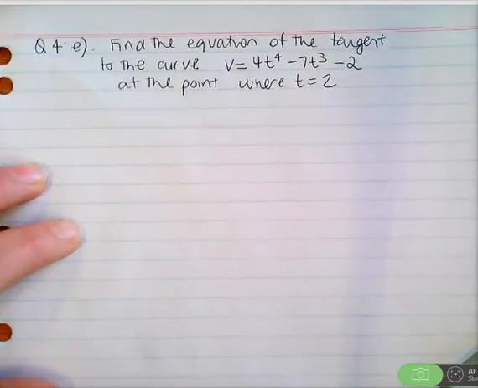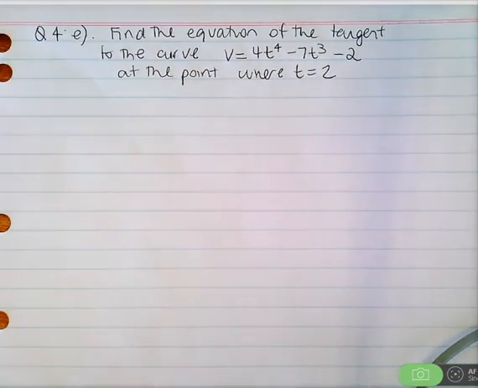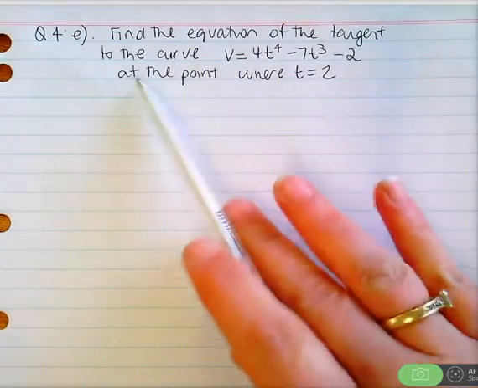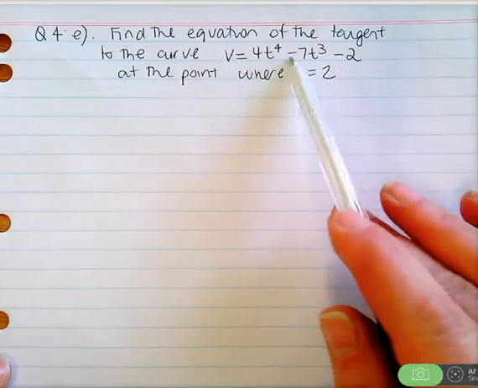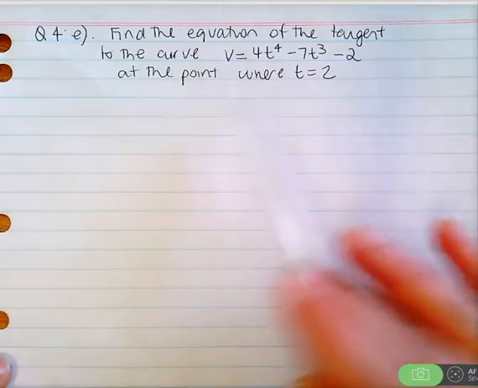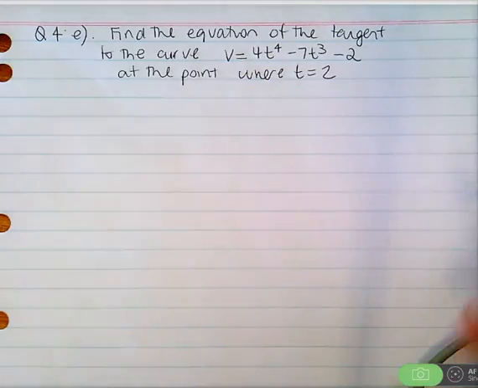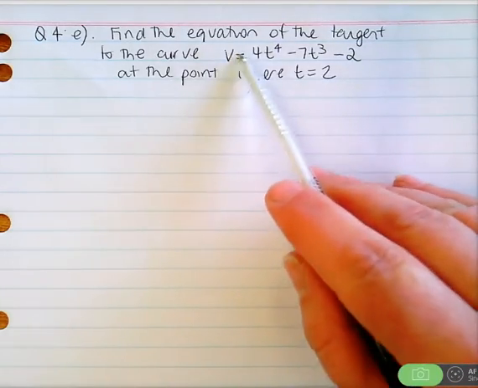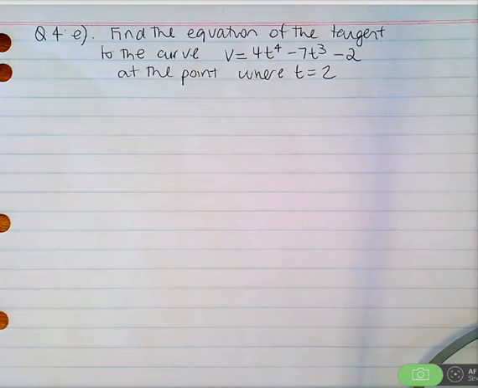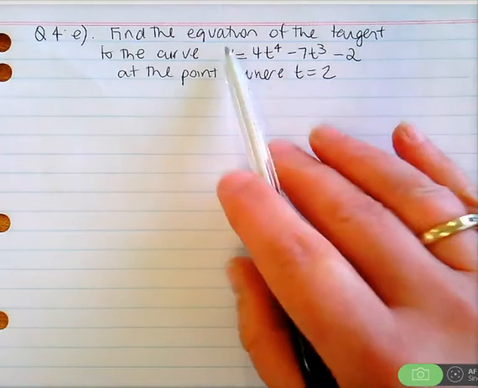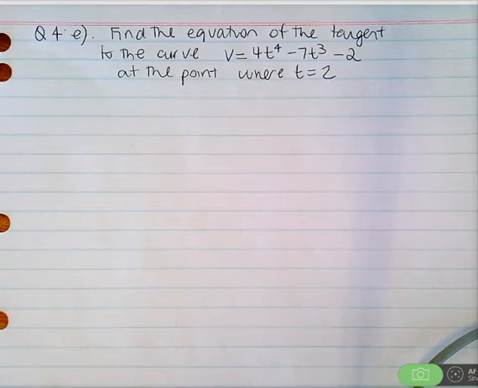We're now doing one extra step where we're finding the equation of the tangent to the curve. Now, this is v equals 4t to the power of 4 minus 7t cubed minus 2 at the point where t equals 2. Girls, the v is in place of where you'd normally see the y, and the t is in place of where you'd normally see the x. So instead of writing dy dx, what do we write? dv dt. Okay?